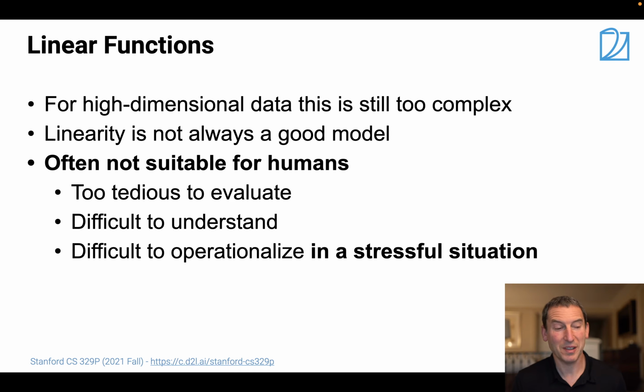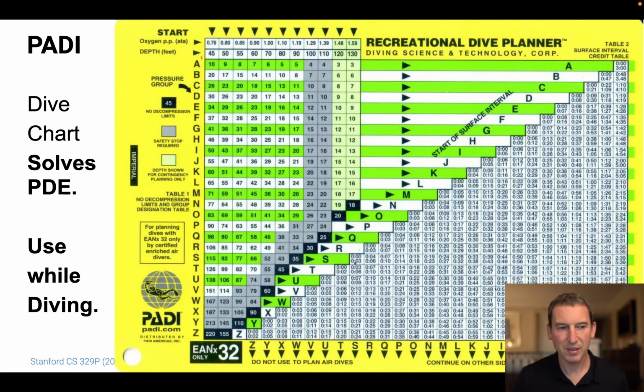For instance, it could be really tedious to evaluate a sum over 100 terms. It may be difficult to understand because even though we have linearity, we have multiple terms, and they may interact. And this makes it difficult to operationalize in a stressful situation. So what people have done is they've built models that you can use even under a lot of stress and that are much, much simpler. Let me give you an example.